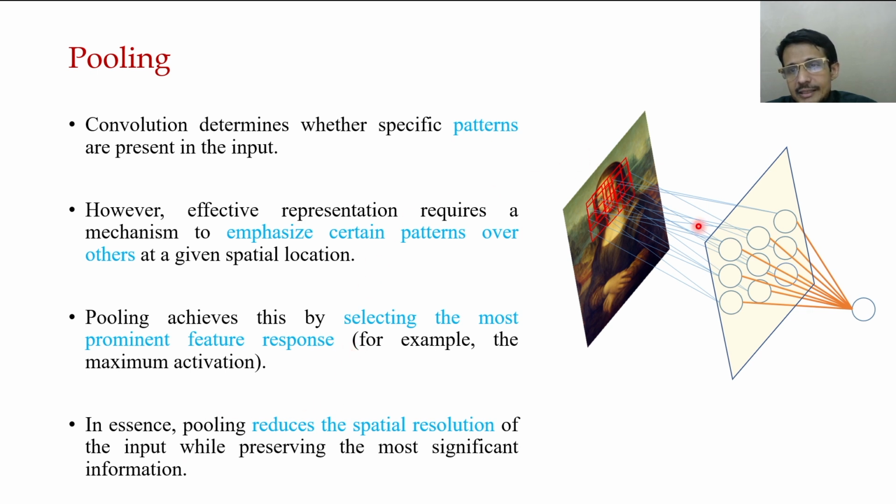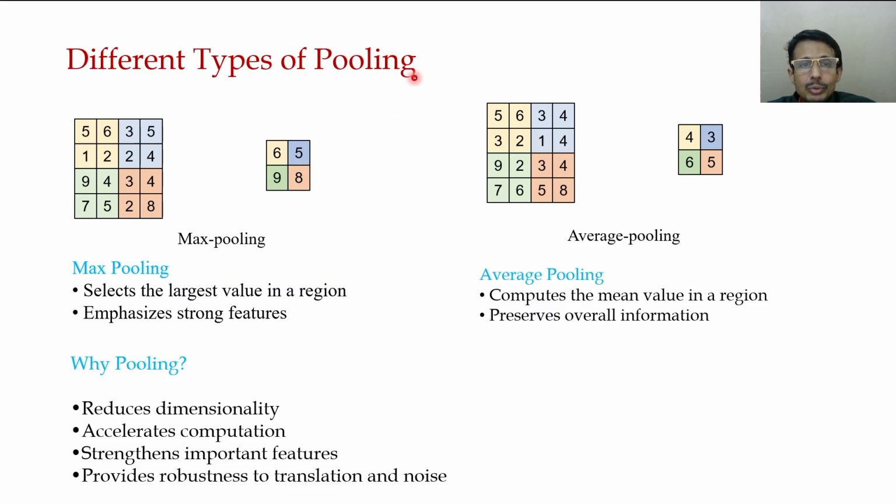Now here you can see there are nine different tiles. So basically these are the kind of patterns. Which pattern is most important or most prominent among all these patterns is determined by this pooling operation. There are different types of pooling.